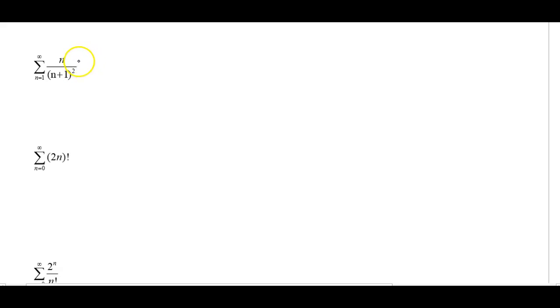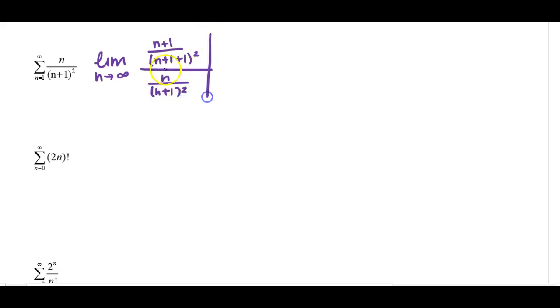Alright, in this next example, I'm going to go ahead and set up my limit. The limit as n approaches infinity, and everywhere there's an n, I'm going to put an n plus 1. So the top is going to be n plus 1, and the bottom is going to be n plus 1 squared over n plus 1 squared. All that in absolute value bars.